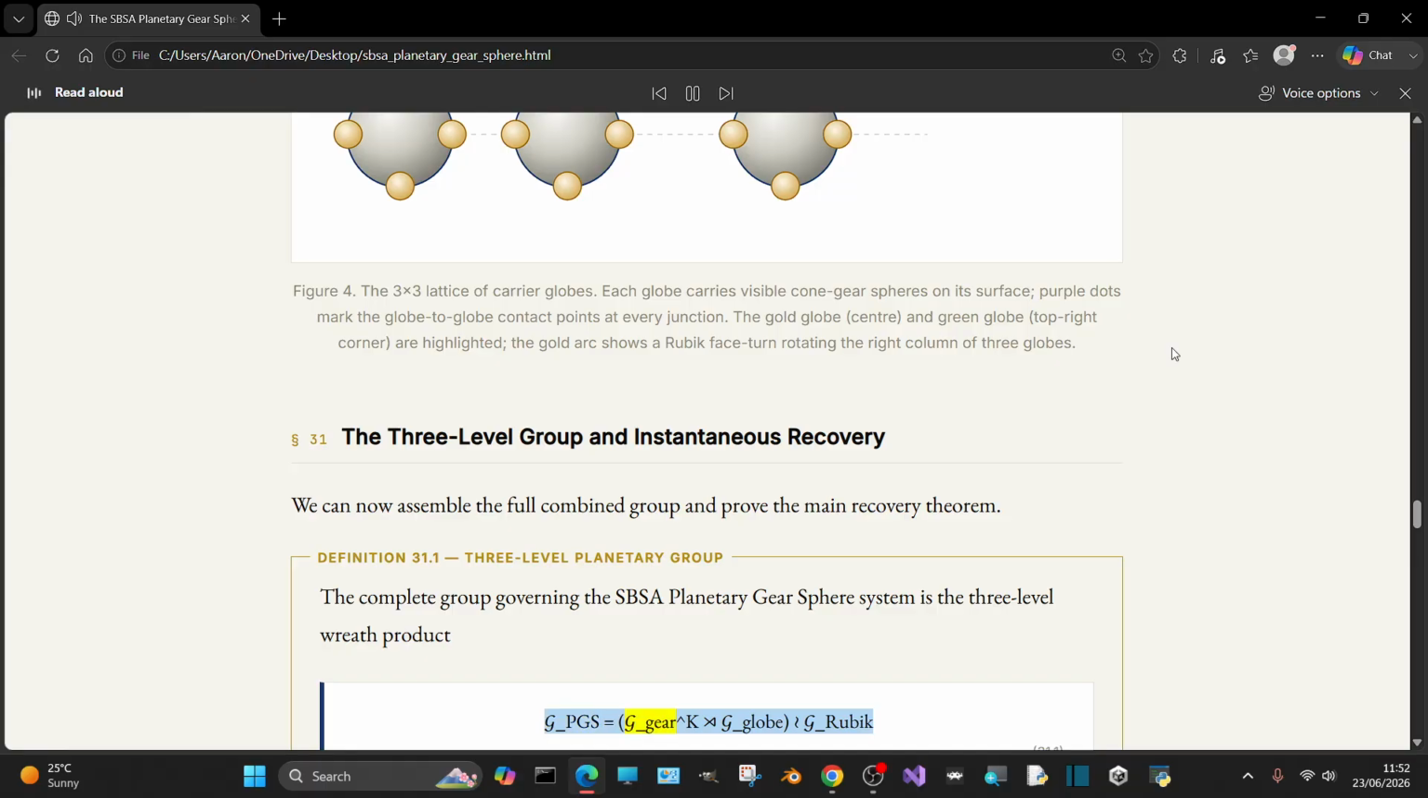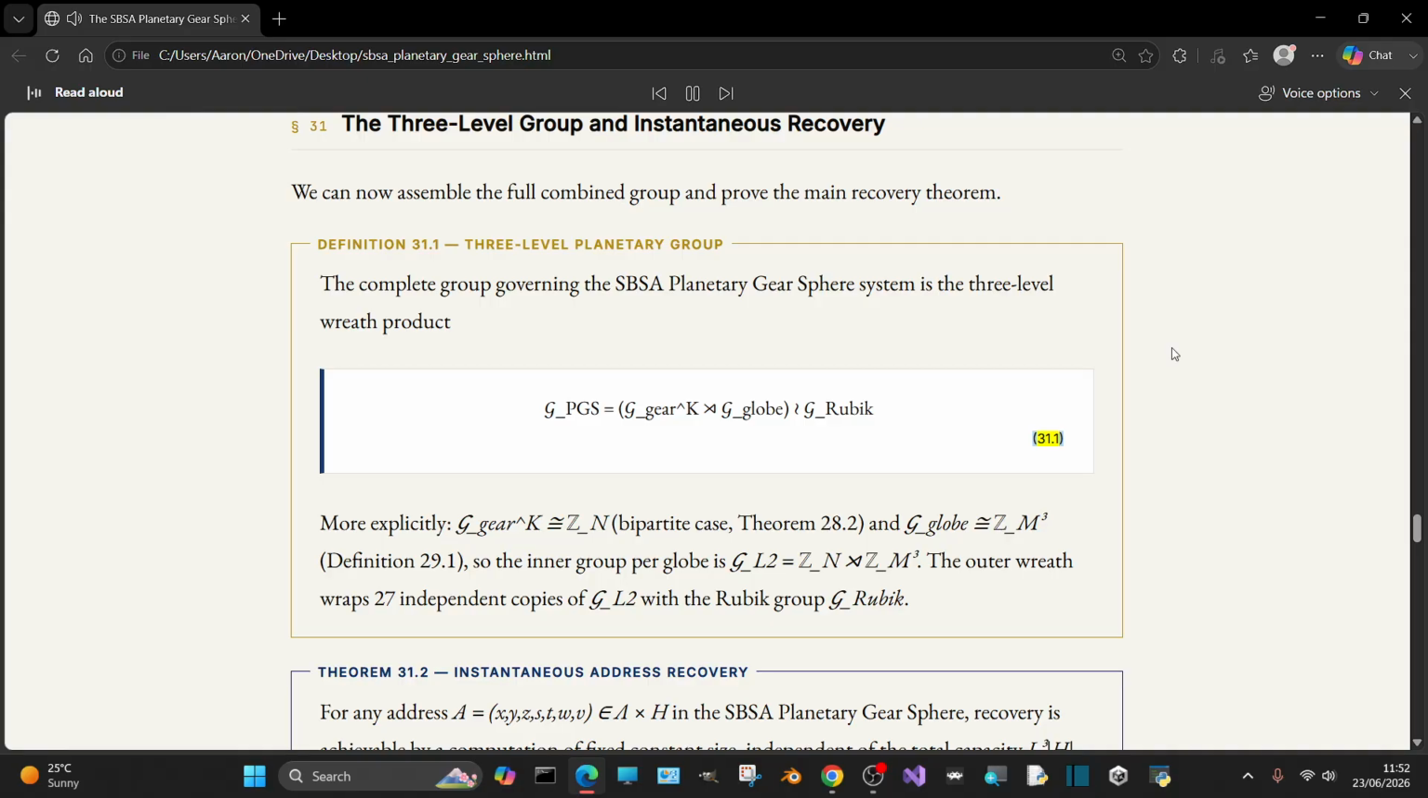PGS equals gear K, right semidirect product, globe, Rubik, 31.1. More explicitly, gear K approximately equal to n, bipartite case, theorem 28.2, and globe approximately equal to m cubed, definition 29.1. So the inner group per globe is L2 equals n right semidirect product m cubed. The outer wreath wraps 27 independent copies of L2 with the Rubik group.